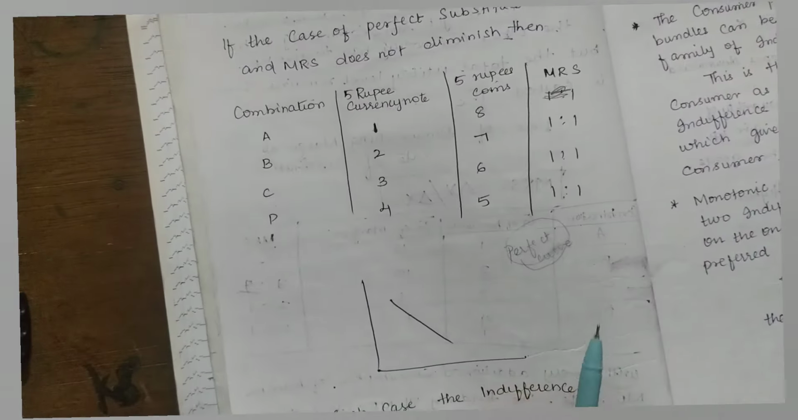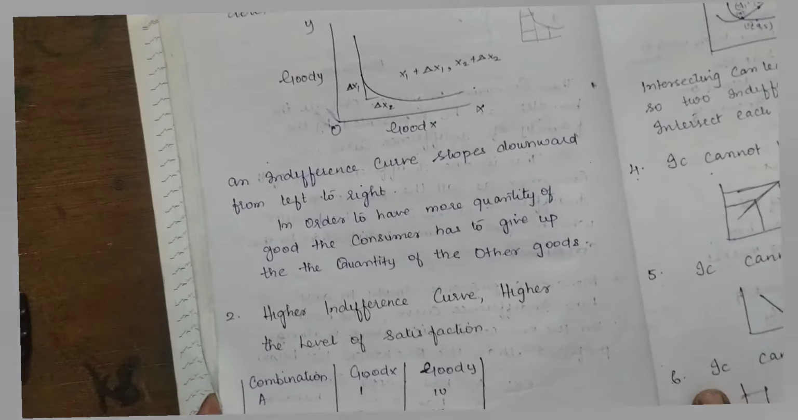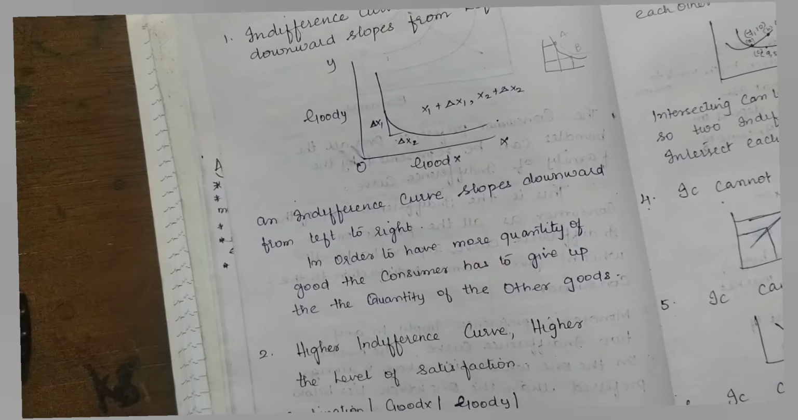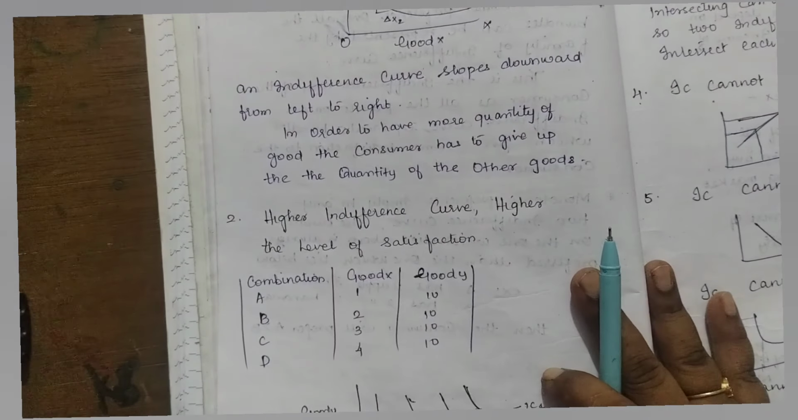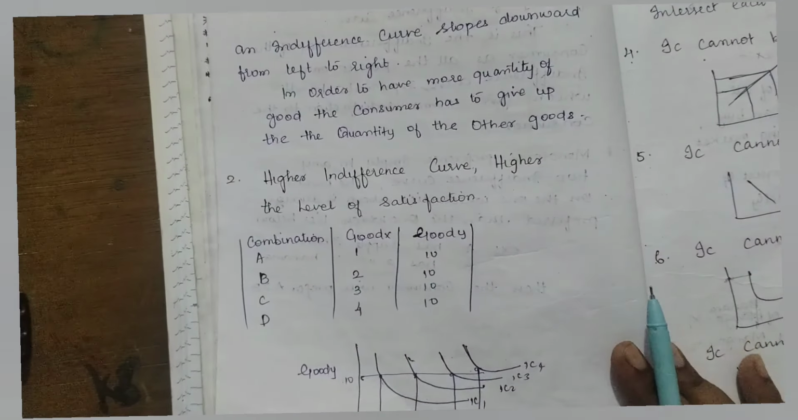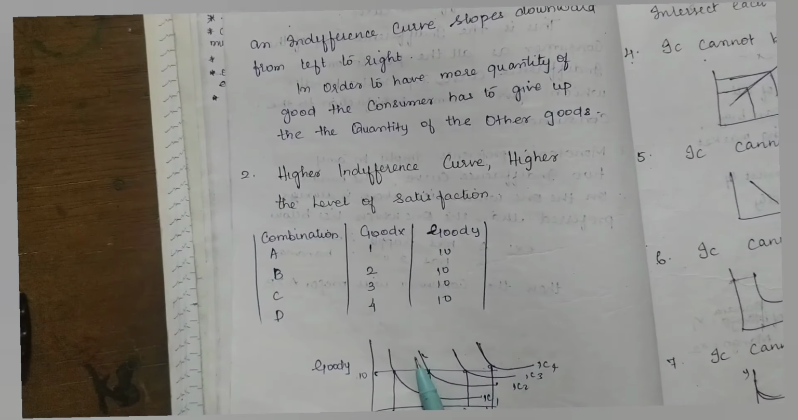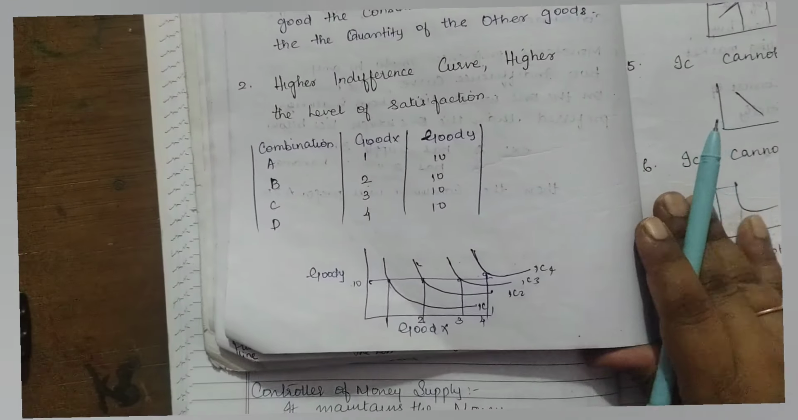Another important 6 marks question is the features of the indifference curve. So let's understand the features of the indifference curve. The indifference curve slopes downward from left to right. In order to have a greater quantity of one good, the consumer has to give up some quantity of the other good. Higher indifference curve, higher level of satisfaction. As you can see, good X is increasing while good Y remains constant, but still the indifference curves are moving higher, which means the higher the indifference curve, the higher the level of satisfaction.